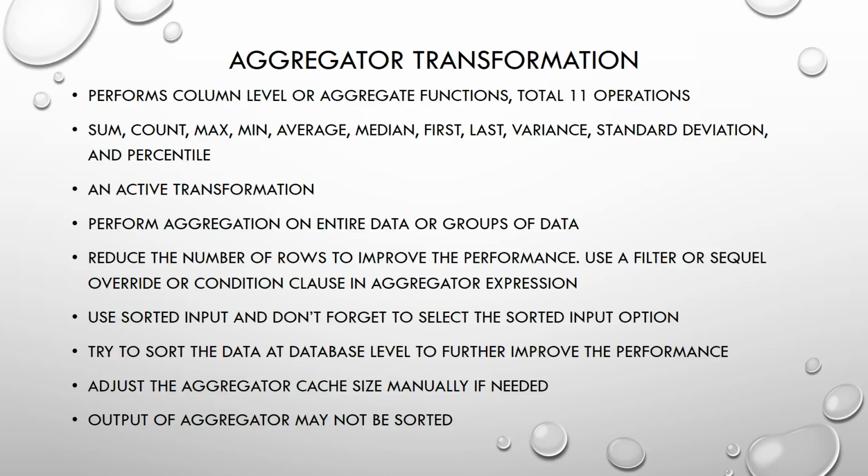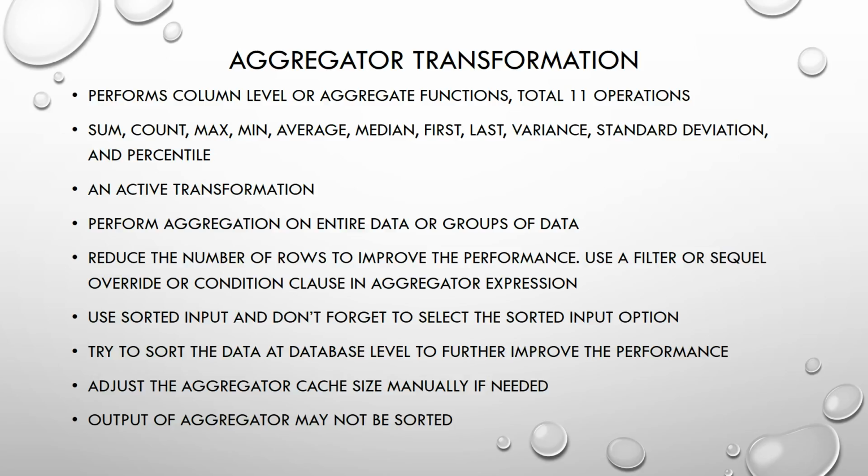One final thing you can do to improve aggregator performance is to adjust the size of the aggregator cache. If your aggregator is performing slow even after all previously mentioned options, you might need to increase the size of the aggregator's data and index caches in the transformation properties. Because if the cache is not large enough, the integration service will store the overflow data on the disk, and then it will have to page the disk during the workflow multiple times.